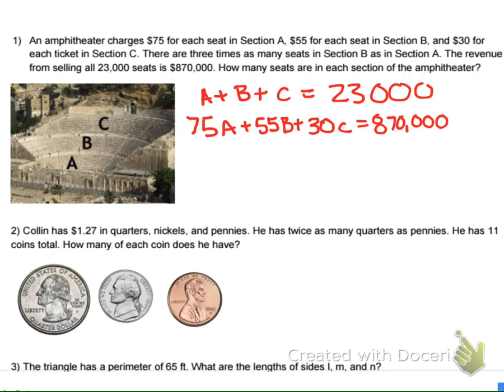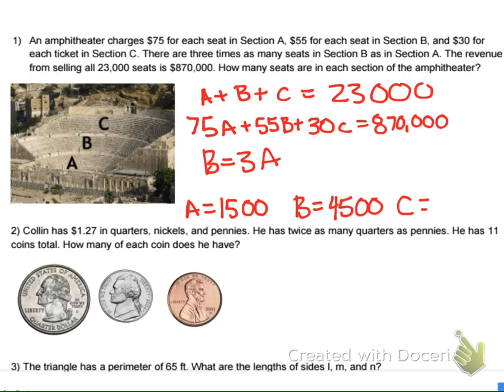The third equation comes from where it says there are 3 times as many seats in section B as in section A. So that gives us B equals 3A as a third equation. Solving those, you could solve by substituting in the B equals 3A into the 2 equations. Then you would just have 2 equations in A and C. Or there are other ways to solve as well, but you would get A equals 1,500, B equals 4,500, and C equals 17,000.